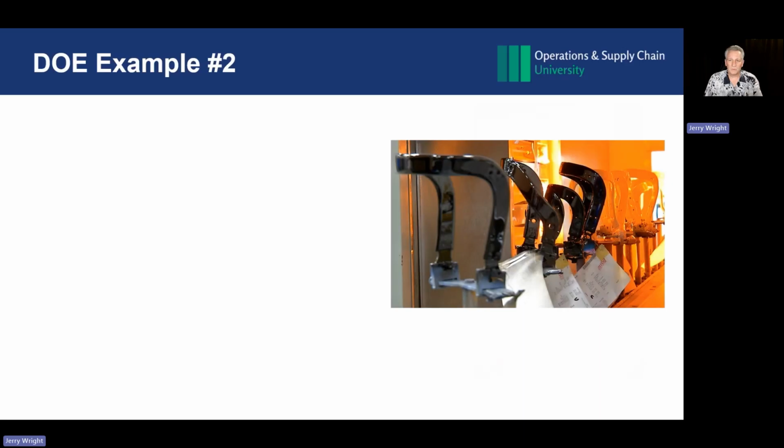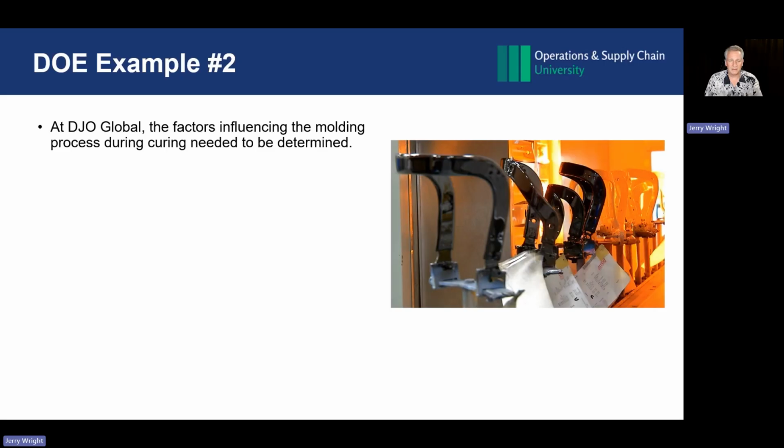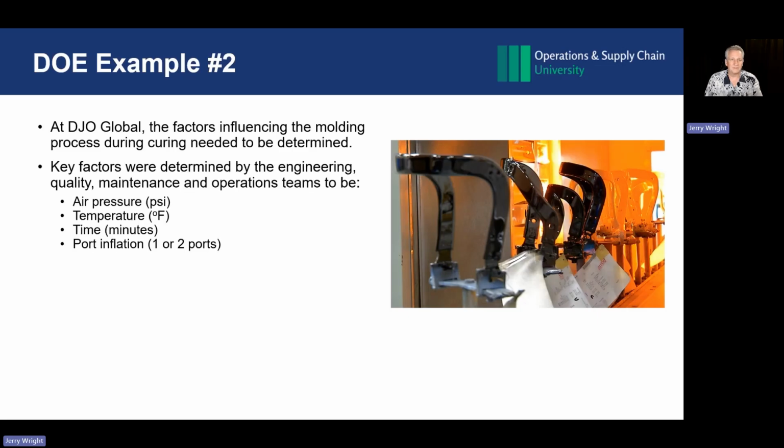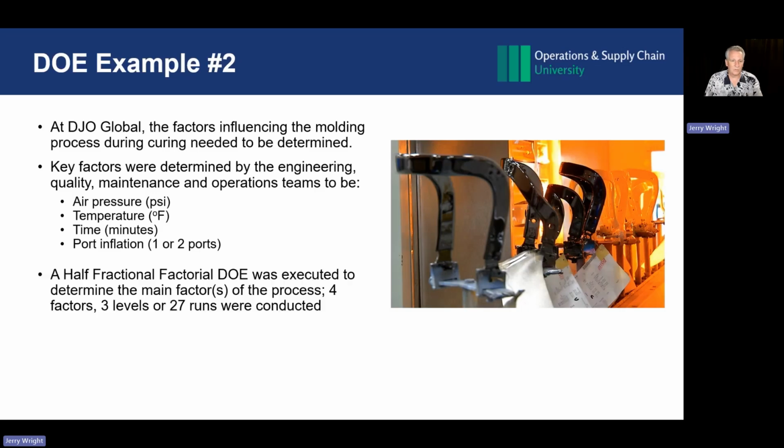Now here's another one, a little more recent. We're looking at how to make the cuffs on a custom knee brace. This is at DJO Global, where I worked for many years. We wanted to understand what were the key factors that influenced the effective molding of the cuffs. So these are bladder type molded cuffs. Some of the key factors were air pressure, temperature, time in the oven, and then port inflation. Did we inflate from one side or two sides? How was that going to work?